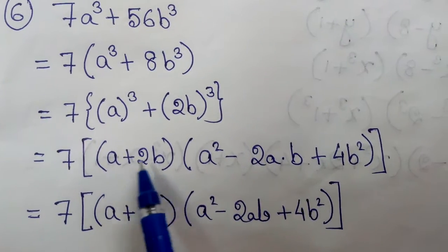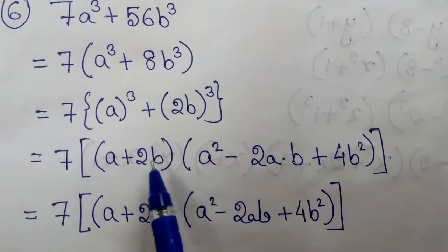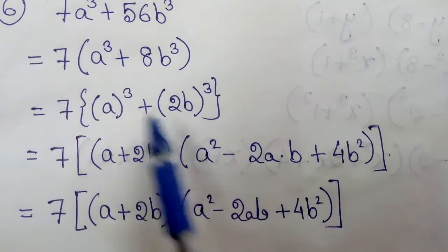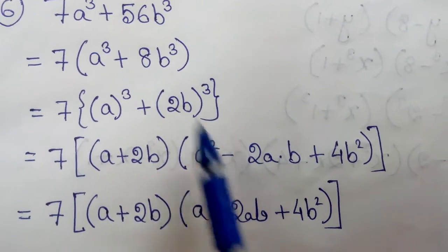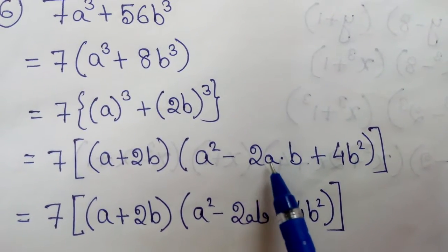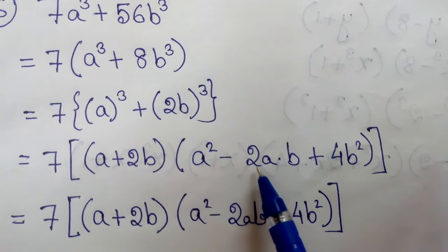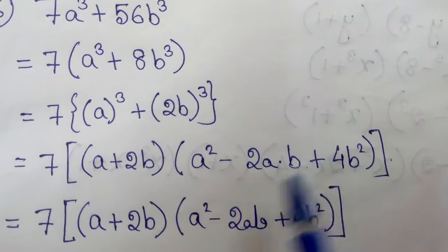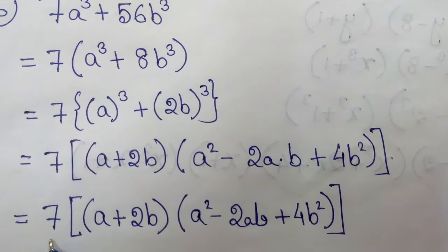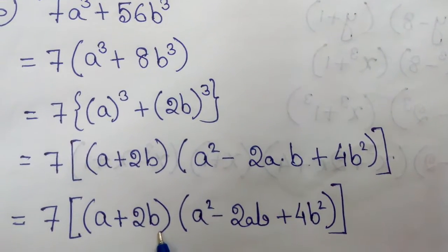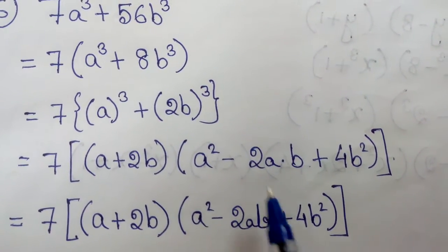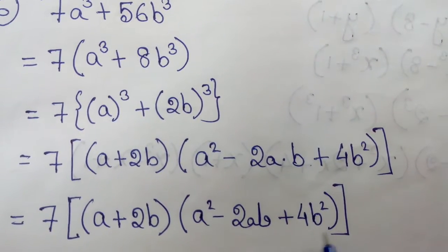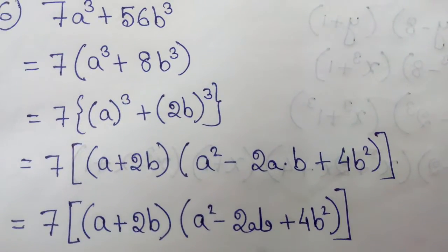So I will get a plus 2b, that is x plus y, into x square, that is a square, minus xy, that is a into 2b or 2a into b, plus (2b) whole square, that is 4b square. So I have got 7 will remain as it is, (a plus 2b)(a square minus 2ab plus 4b square). So this is my answer.